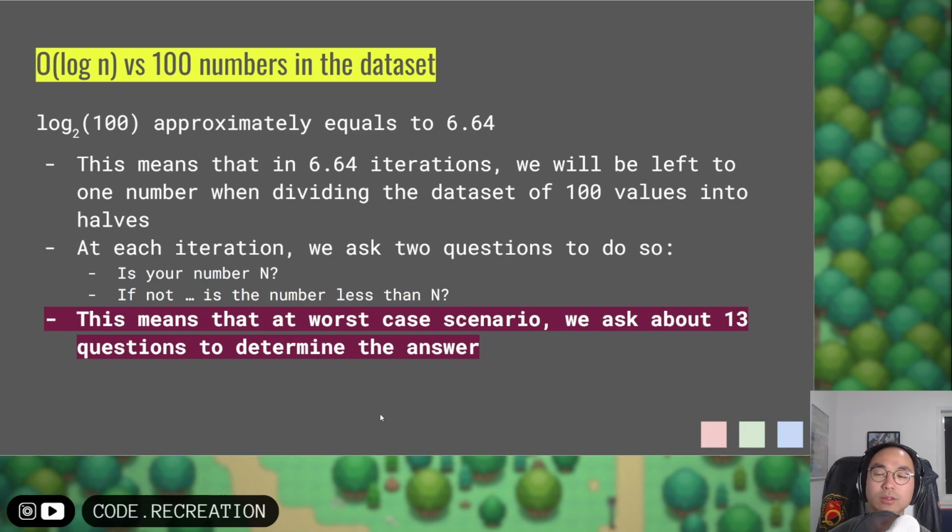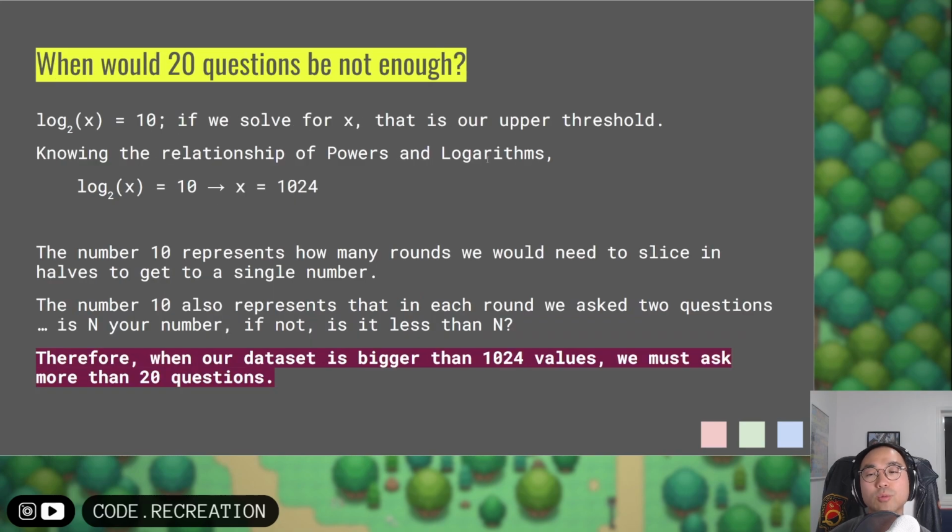Okay, so then we know that at each iteration, we were asking 2 questions for us to do the halving, as in, is our number n? If not, is the number less than n? That means that in the worst case scenario, if we were to multiply 6.64 by 2, we're asking about 13 questions to determine any number that the person thought of, as long as it was a positive integer from 1 to 100. So then to end off, when would 20 questions not be enough?